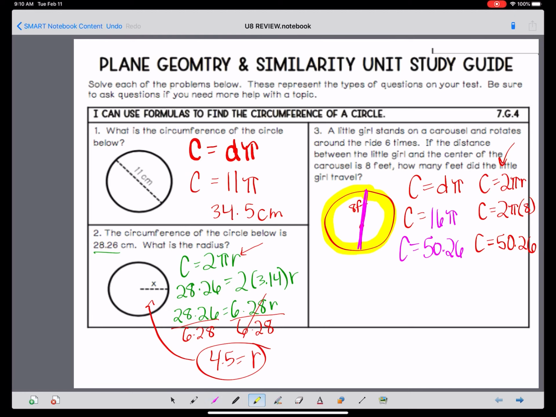But my question is asking me, how many feet did the little girl travel? Now remember in the question it says she rotates around the ride 6 times. So our answer, we just have to multiply it by 6 because she's going around the circle 6 times. So let's go ahead and do that. 50.26 times 6 gives me 301.59. And that's going to be in feet because the radius was in feet. And you do not have to square your answer because it's only asking you for the circumference, not the area.